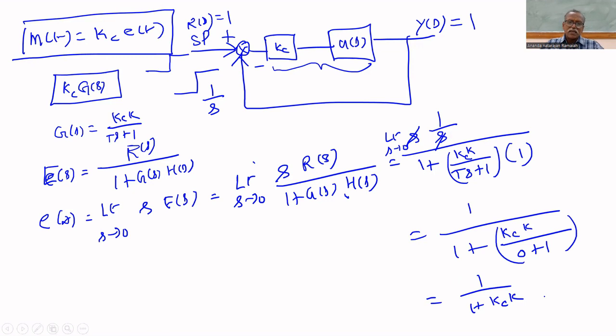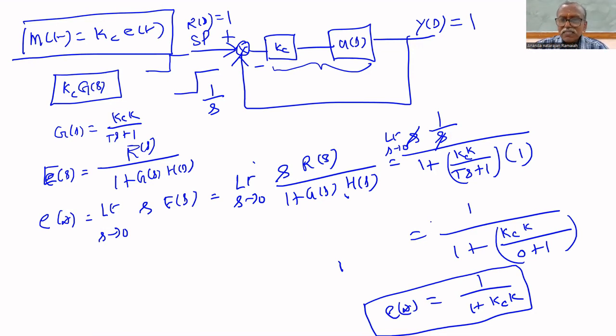The error, E of infinity, the steady state error, equals 1 upon 1 plus KcK. It means that after infinite time, there is an error, that is 1 by 1 plus KcK. That is the error. Error must be 0, but it is not.